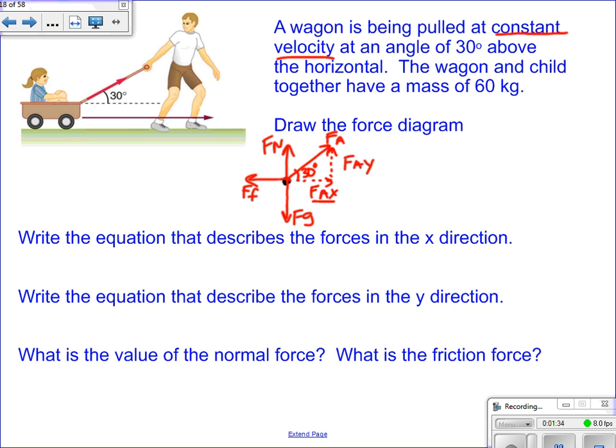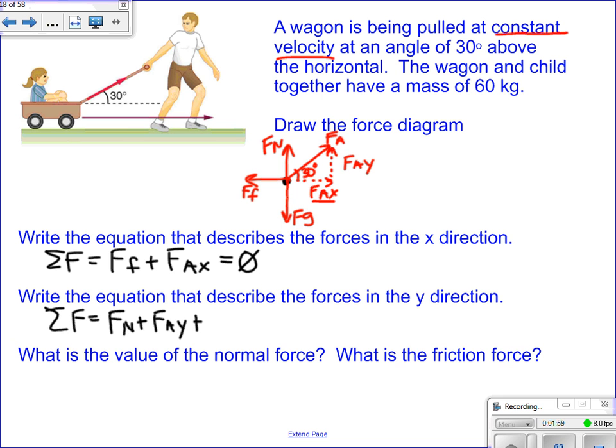Next, I need to write the equation that describes the forces in the x direction. The sum of the forces in the x direction is equal to force friction and force applied in the x. Since it's moving at a constant velocity, they should be equal to 0, since they're in equilibrium. For the y, the sum of the forces equals force normal plus force applied y plus force gravity, and that is also equal to 0.